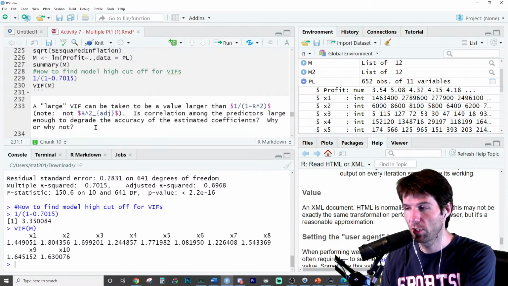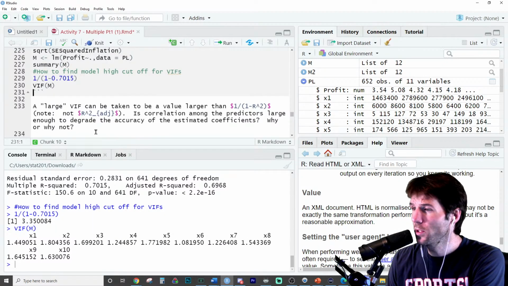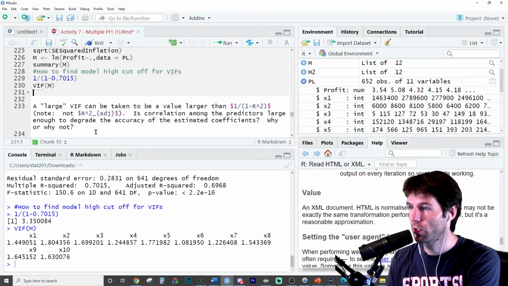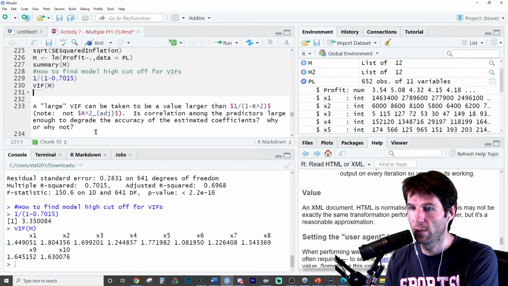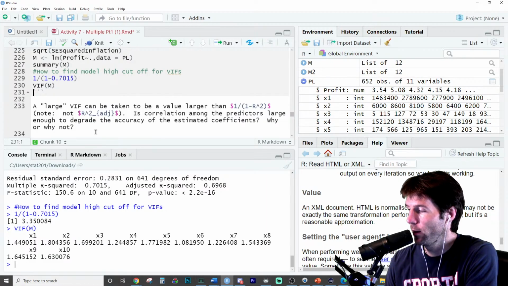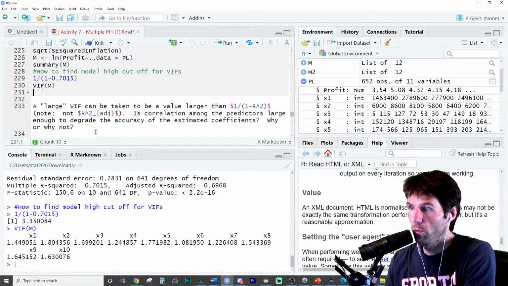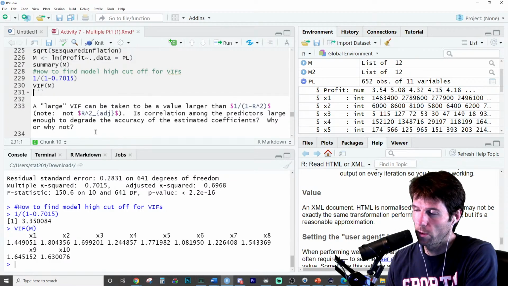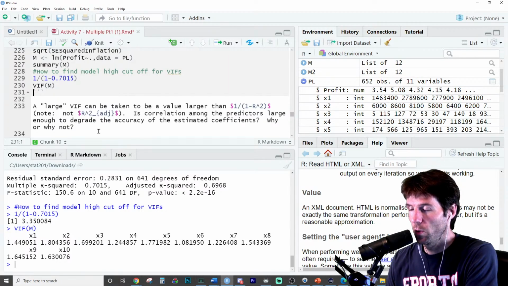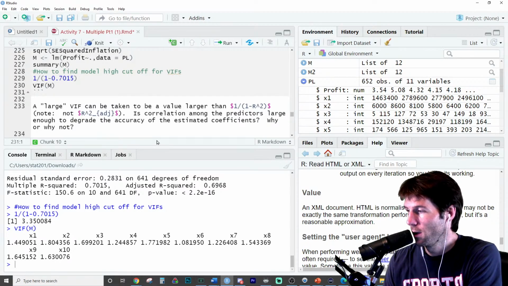Are any of our VIFs too large? There's always going to be overlap. When you invite a bunch of variables to the model, they're always going to overlap in what they do to some degree. So do any of our variables have too high multicollinearity? That's another name for what we're talking about. Do any of our variables bring too much redundant information, such that it becomes a concern that we're bringing a bunch of variables that do the same thing?